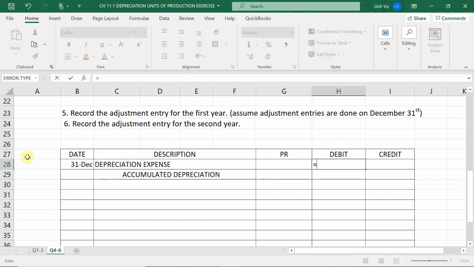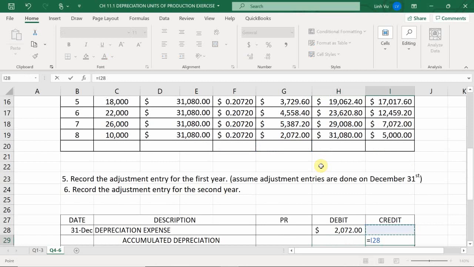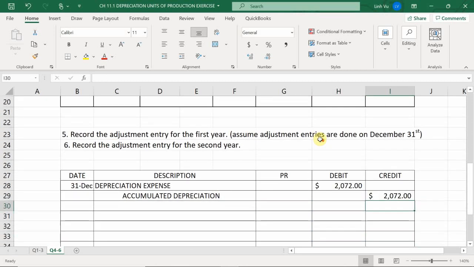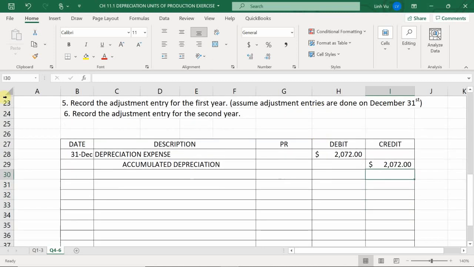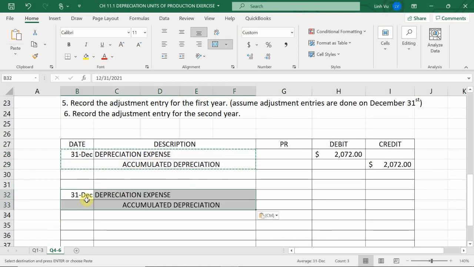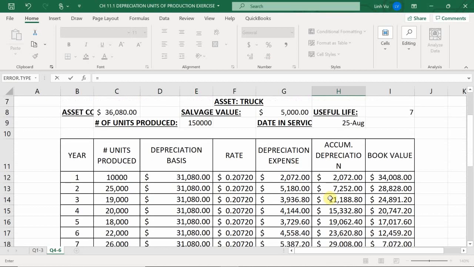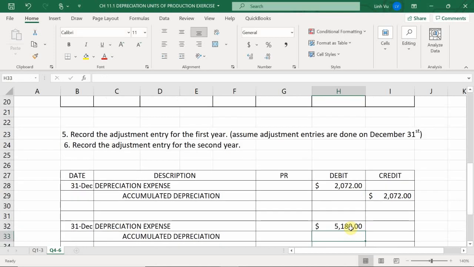For the $2,072. Okay? All right. Next question, question 6, is to record the adjustment entry for the second year. So in this case, same exact journal entry, but this time it's another year. And this time, how much did I depreciate as of year 2? 5,180. Depreciation expense for 5,180.